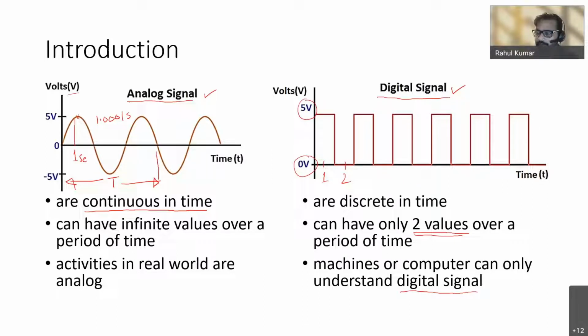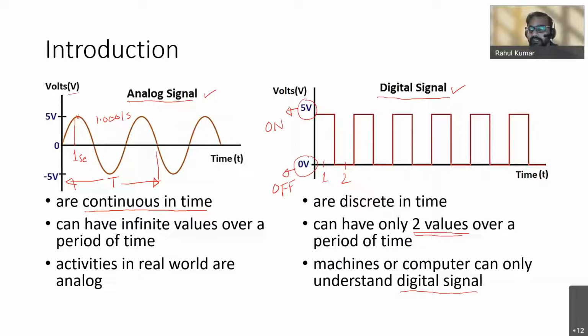Now if we talk about machines in very layman terms, a machine could only understand whether it is on or off, right? So if it is getting no signal or no voltage, it is off, or if it is getting a voltage, it would turn on, right? So a digital device or a machine could understand only digital signals.